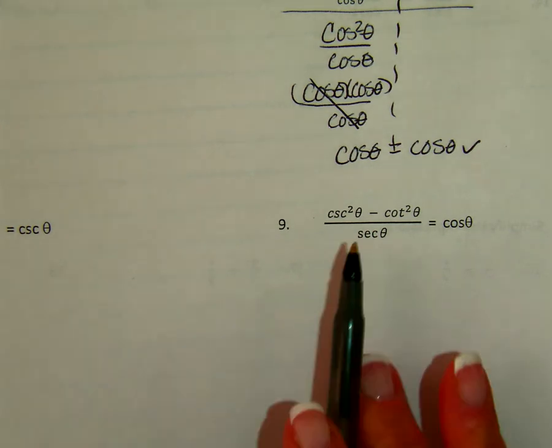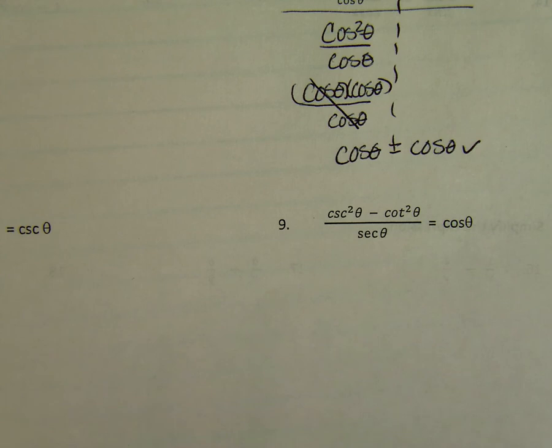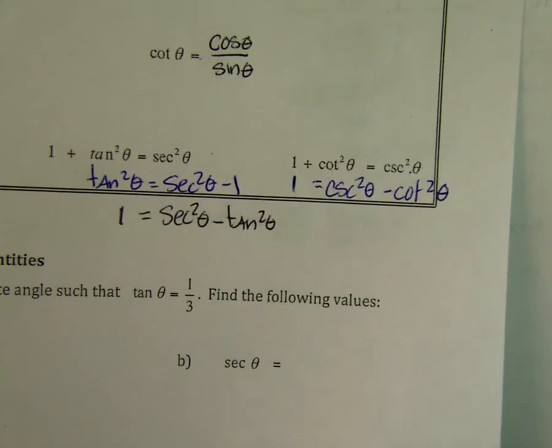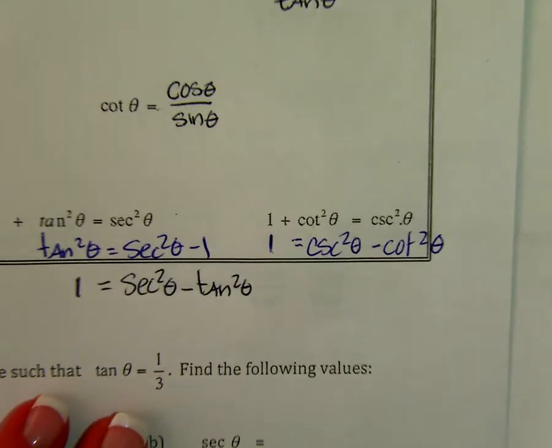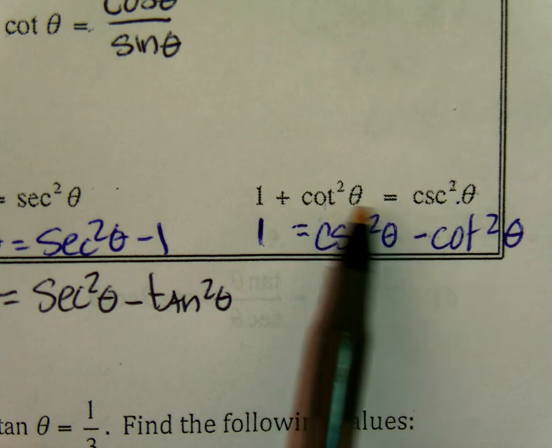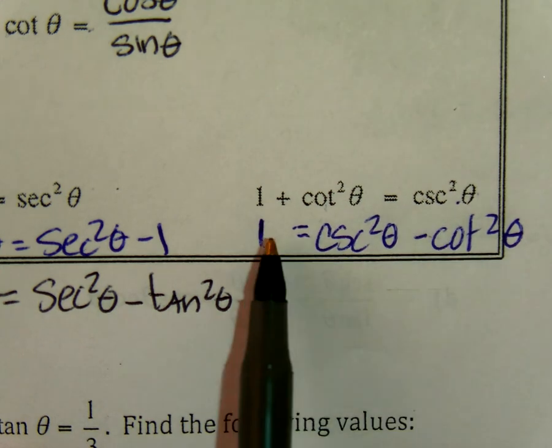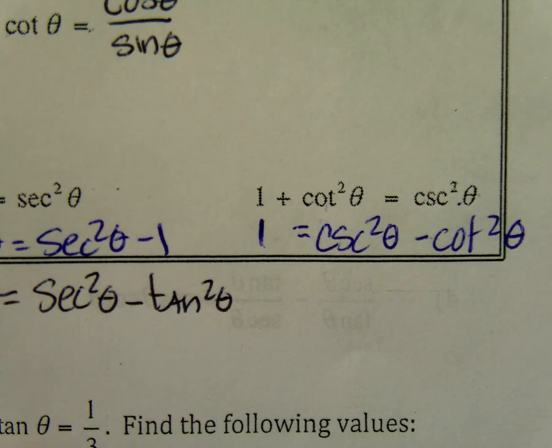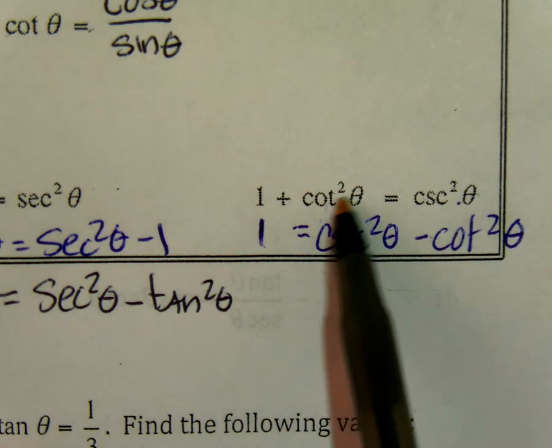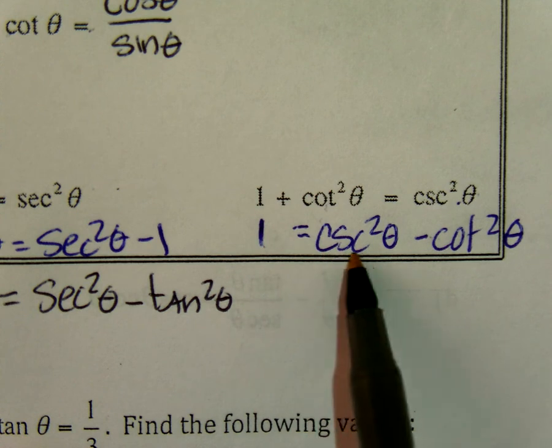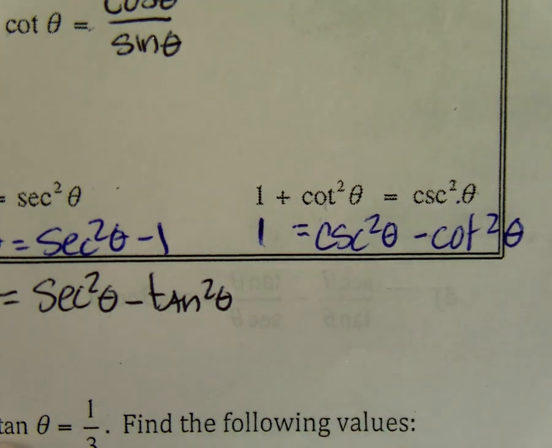Right away I see trig functions being squared. I'm thinking Pythagorean identities. I rewrote this one earlier today: 1 plus the cotangent squared is equal to the cosecant squared. If you move the cotangent squared over, just like we did with the sine squared in that first Pythagorean identity, you're going to have 1 is equal to cosecant squared of theta minus cotangent squared of theta.